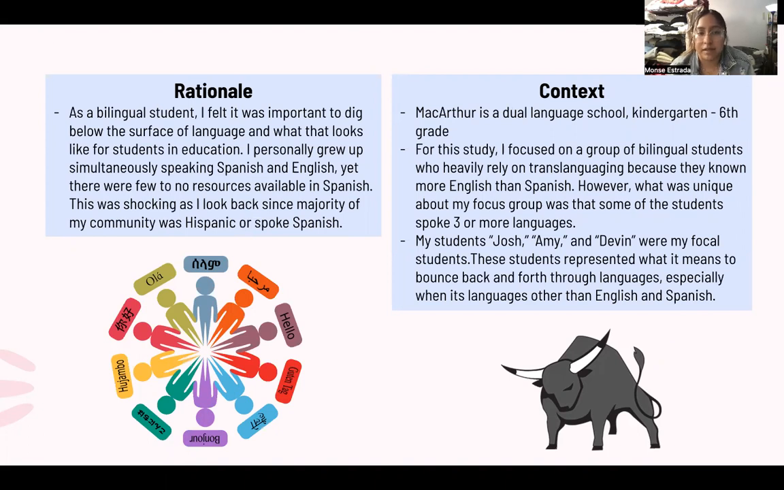For my rationale, basically, as a bilingual student, growing up speaking Spanish at home, language was just always something that piqued my interest. And I was always speaking English and Spanish, mainly Spanish at home. But again, it was kind of that back and forth, simultaneously speaking both languages.